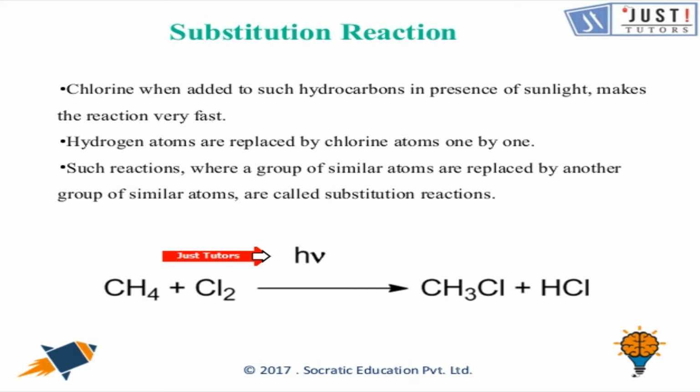In presence of sunlight, this reaction becomes very fast, and chlorine starts replacing the hydrogen atoms one by one. As we can see, chlorine is substituting itself in place of hydrogen. That's why such types of reactions are called substitution reactions.